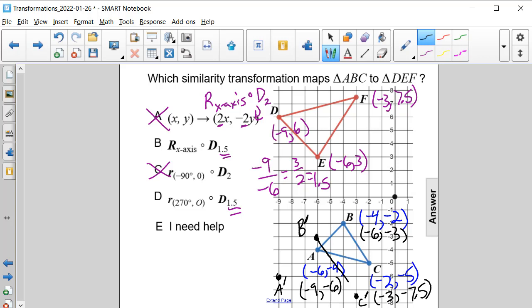And then if we connect all of our points in this image together, we can clearly see now that the relationship between our black triangle A prime, B prime, C prime, and triangle DEF is indeed a reflection across the x-axis, making the correct answer here, answer choice B, a reflection across the x-axis after a dilation of 1.5.